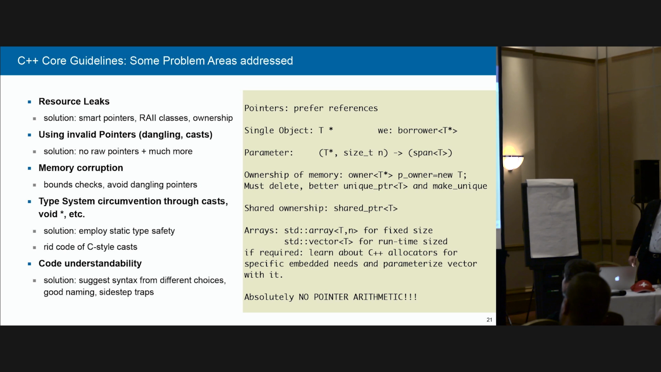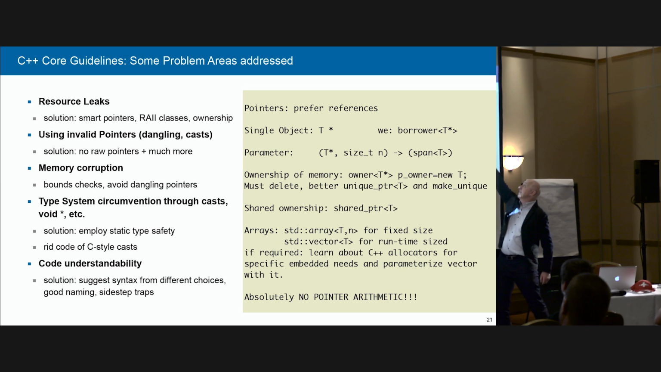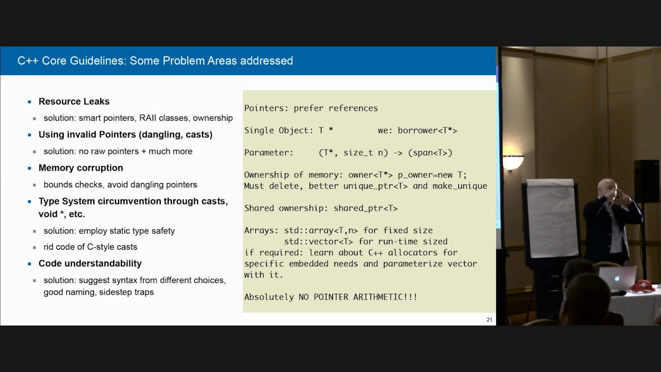Resource leaks, concrete guides, solutions, smart pointers, RAII classes, either do it DIY or use it, and the ownership marking, which I believe is kind of a temporary thing in the core guidelines. It's like a scaffolding for migrating code to better places. There are examples where it says, okay, I have an owner of a T-star and I initialize it with new. If you code like that, don't. Use a unique pointer and make unique, or a shared pointer and make shared if it's actually shared.